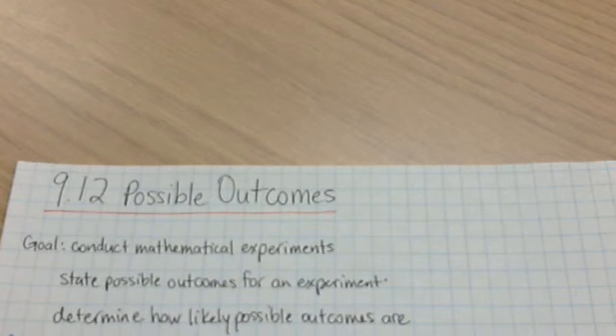Today we're going to start looking at the probability of things happening, and we're going to call that today possible outcomes. So we're going to conduct mathematical experiments, state possible outcomes for an experiment, and determine how likely possible outcomes are.